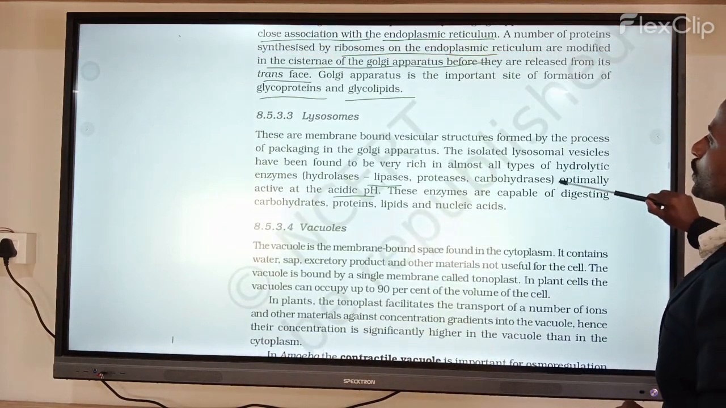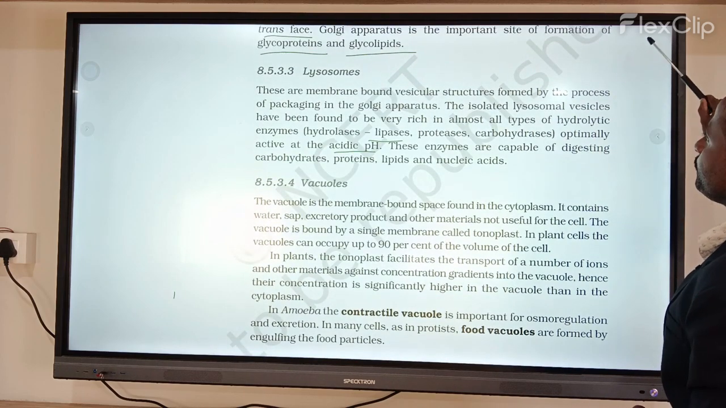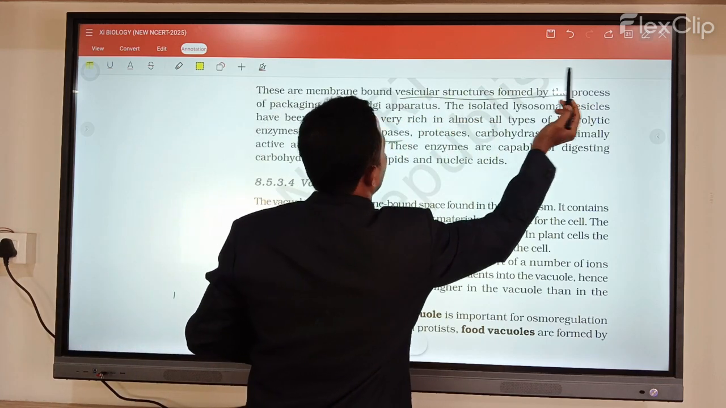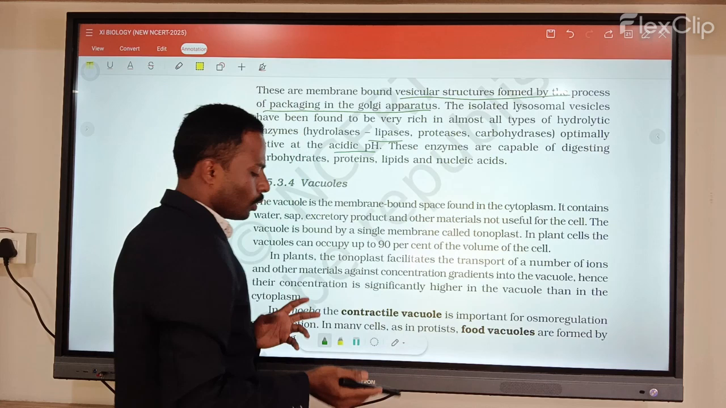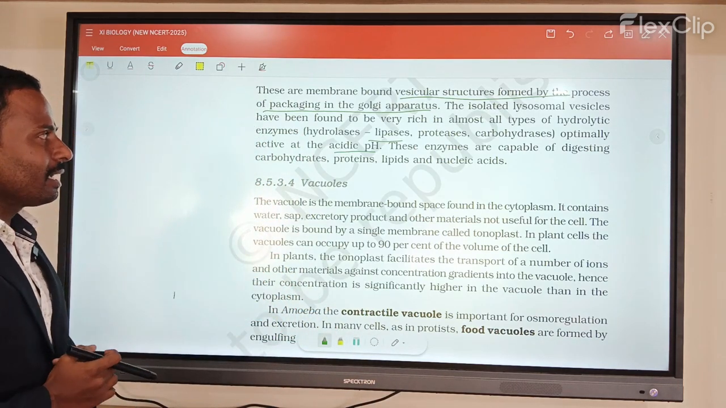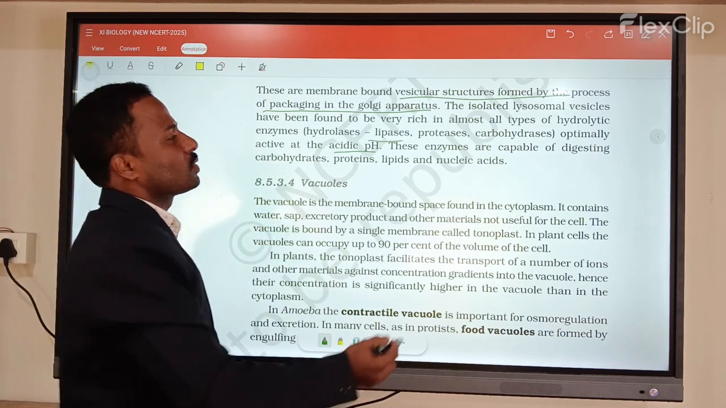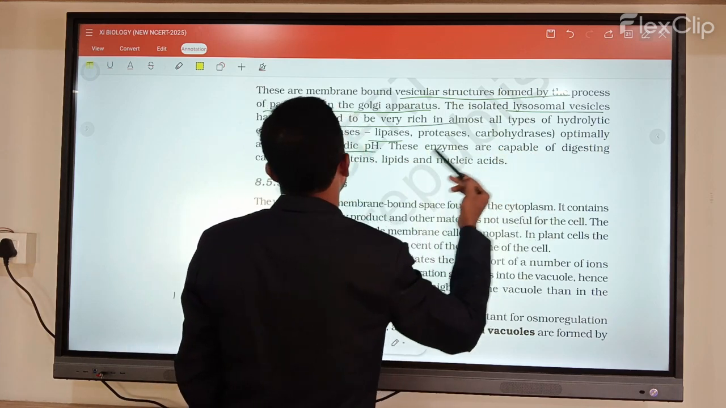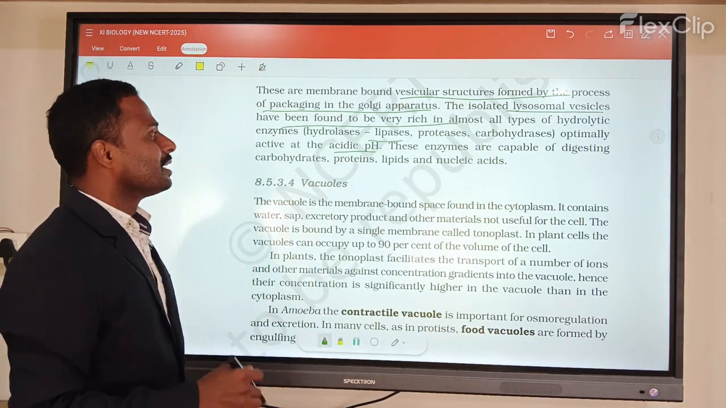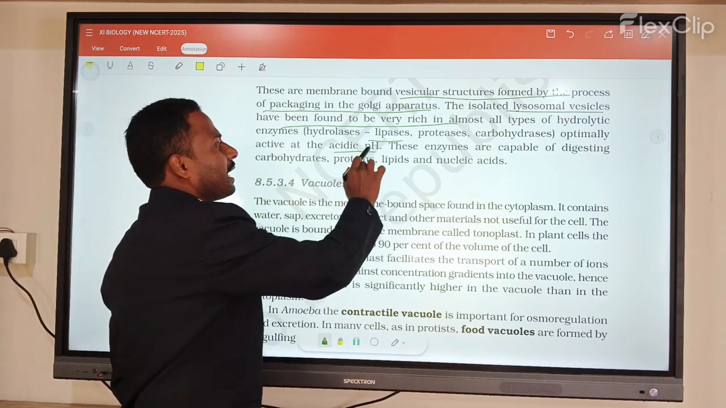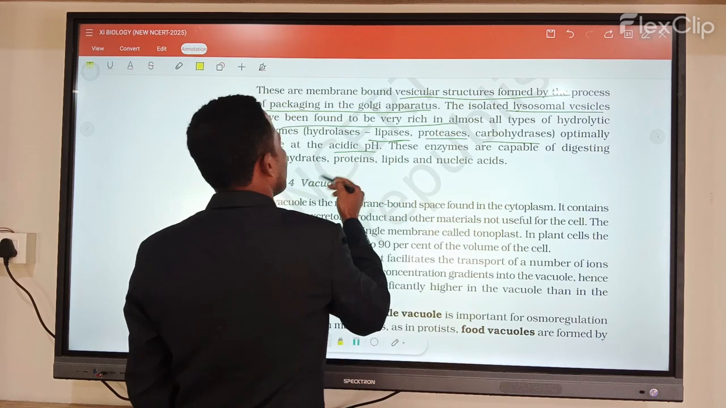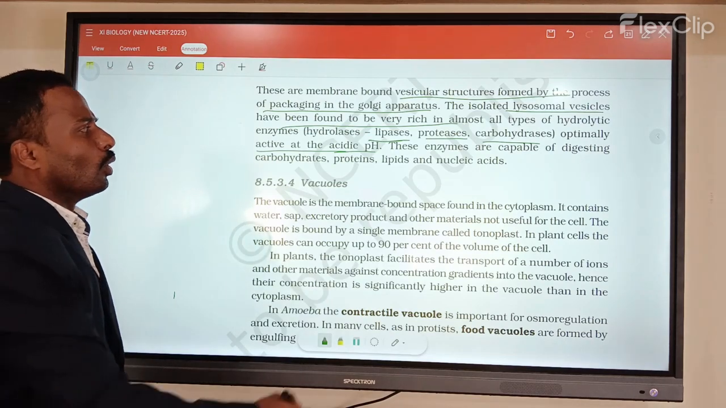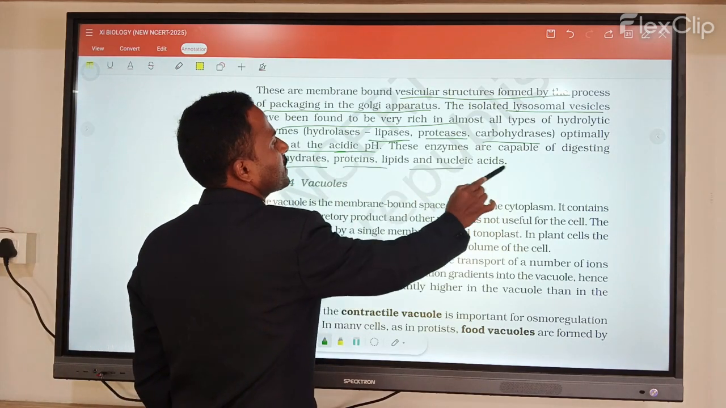Next one is lysosomes. These are membrane-bound vesicular structures formed by the process of packing in the Golgi apparatus. The lysosomal vesicles are formed, and the typical hydrolytic enzymes are present. So what do they consist of? A number of hydrolytic enzymes are present, like lipases, proteases and carbohydrases, with an optimal acidic pH. These enzymes are capable of digesting carbohydrates, proteins, lipids, nucleic acids, everything.